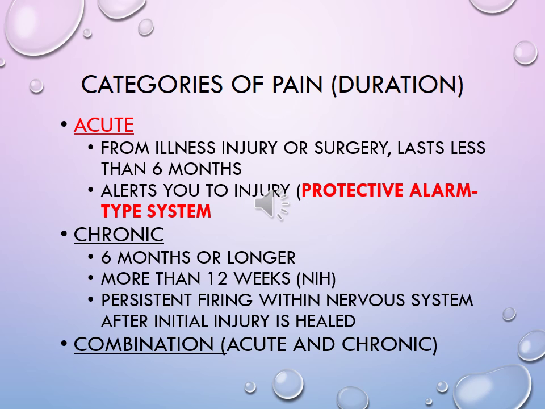Categories of pain duration. You have acute. This is from illness, injury, or surgery, and it lasts less than 6 months. It alerts you to injury. Acute is a protective alarm type system. You have chronic, which is 6 months or longer, more than 12 weeks. There is persistent firing within the nervous system after the initial injury is healed. The combination is just acute and chronic.